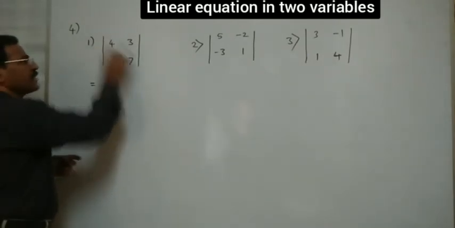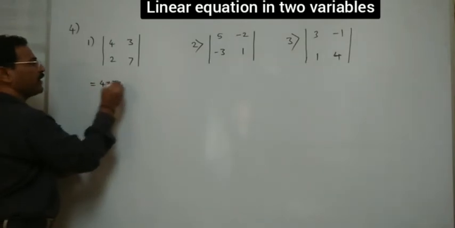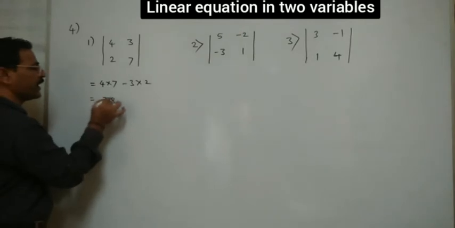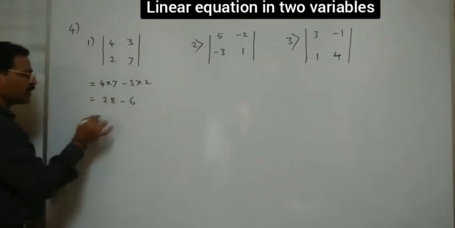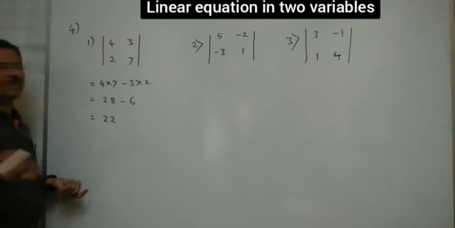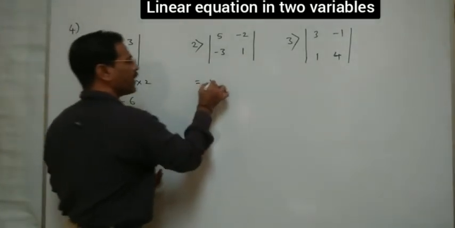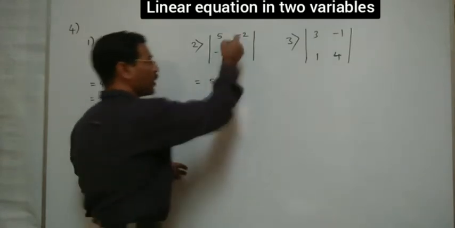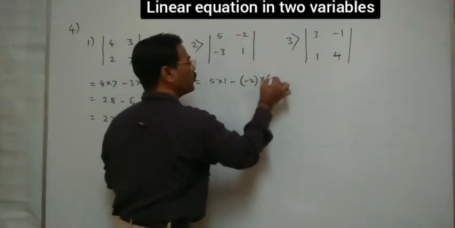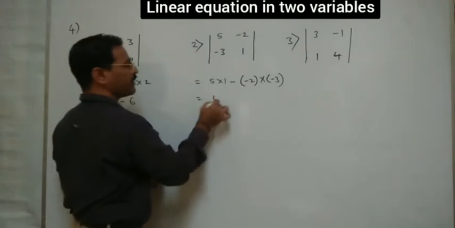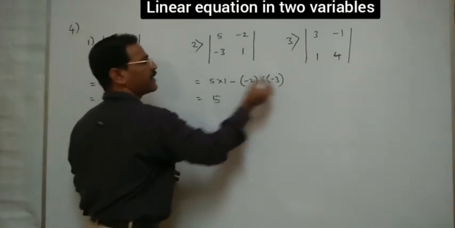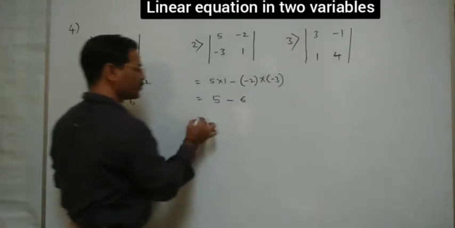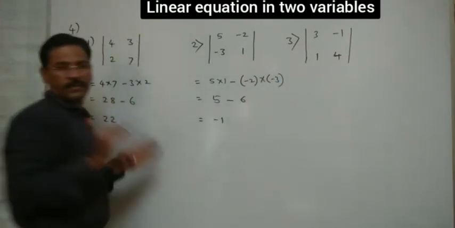First, 4 into 7 minus 3 into 2. So 4 sevens are 28, minus 3 twos are 6, how much here? 22. Very simple. Here also, tell me, 5 into 1 minus, this minus is in our method, so again here minus 2 into minus 3. So 5 ones are 5. How many times minus here? Minus, minus, plus. So 2 threes are 6. So here minus 1.